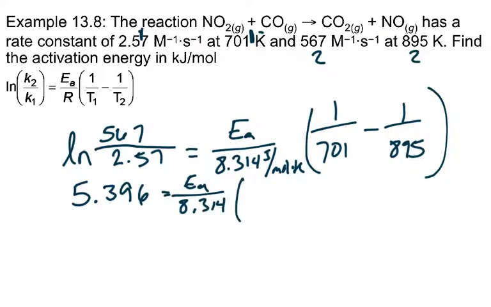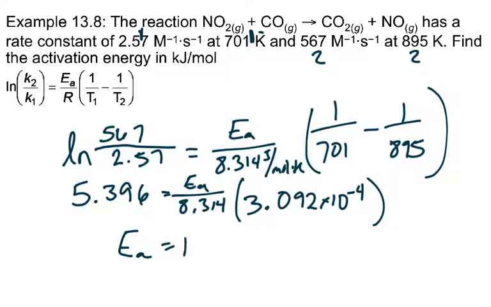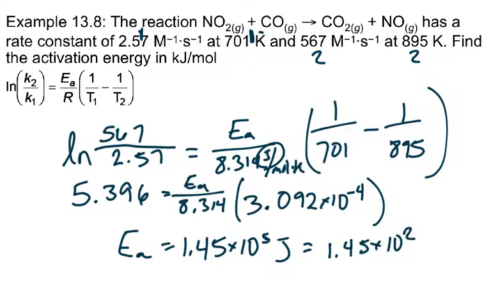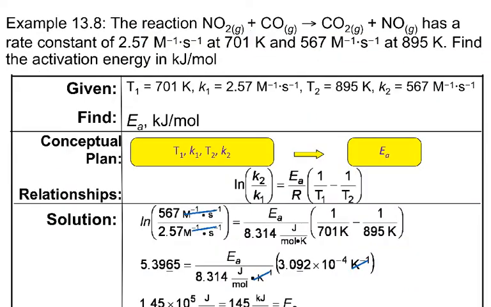8.314 times 3.092 times 10 to the minus 4th. And I can solve for my EA. And I get an answer of 1.45 times 10 to the 5th joules, because my 8.314 there is in joules, and my moles and my Kelvin cancel out. And so that is 1.45 times 10 to the 2nd kilojoules, or 145 kilojoules per mole. The moles don't cancel out, never mind.